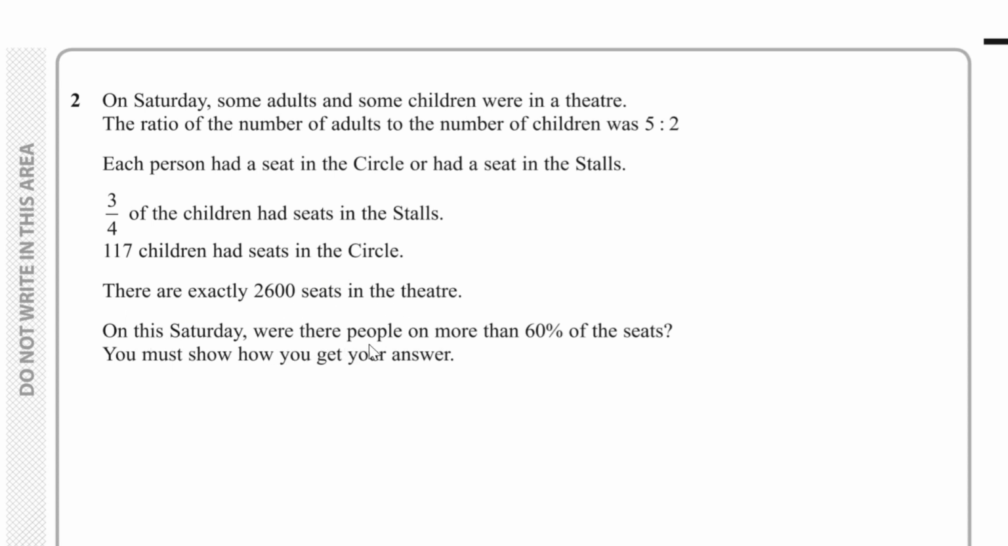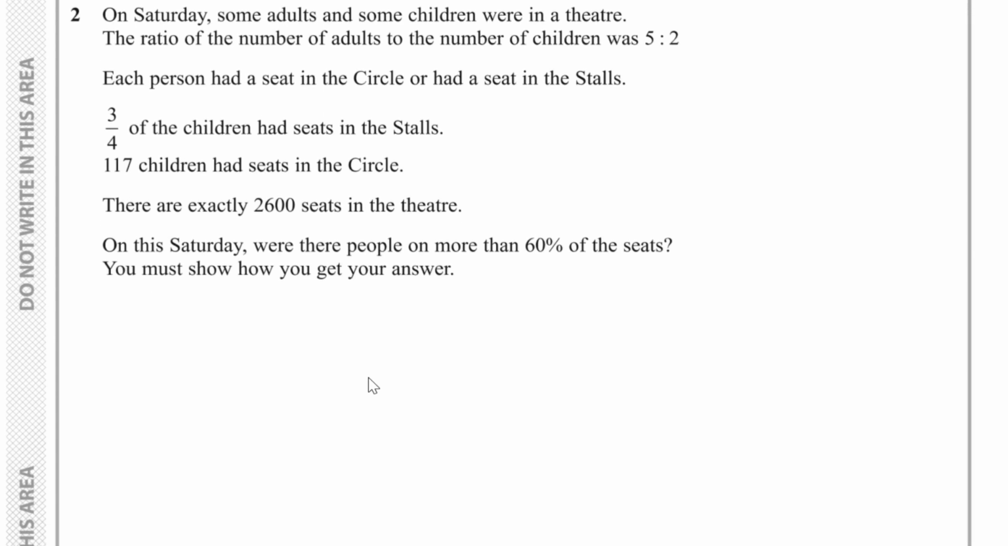On this Saturday, were there people on more than 60% of the seats? You must show how you get your answer. So first of all, you can see that there's two types of seats: circle or stalls. And you can see 3/4 of the children had seats in stalls, and 117 children had seats in the circle.